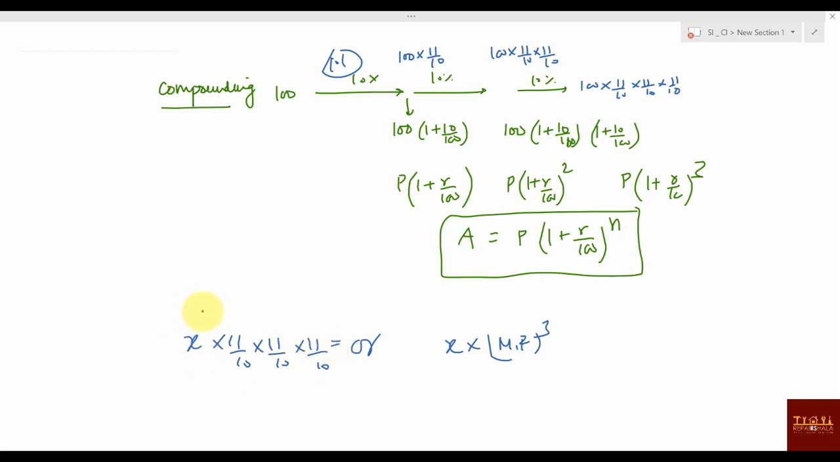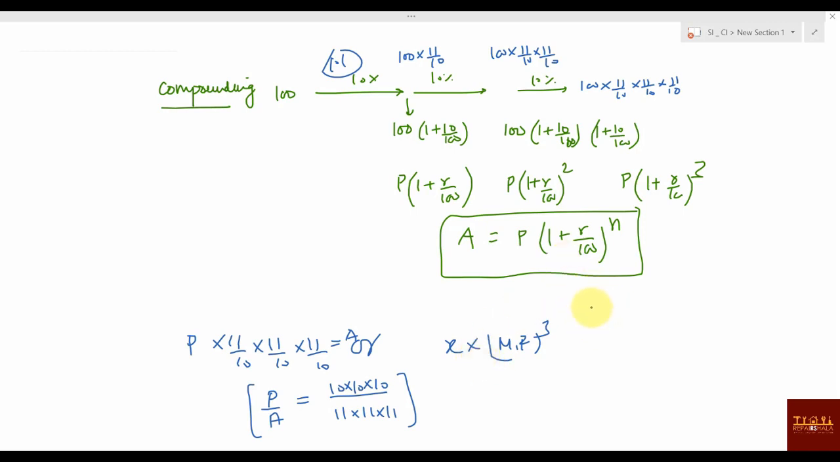Now, this X into 11 into 11 into 11, here it is actually your principal, right? And this will be your amount. Can you write that P by A value will be 10, 10, 10 by 11, 11, 11? Yes. This one is clear. And this is actually the base for our ratio method.